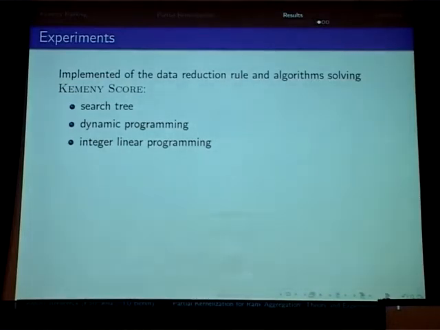So now I will come to the experimental part. And here I can also explain why we use all these rules, although we only would need, with respect to effectiveness, the Condorcet set rule. We implemented the data reduction rules and some algorithms solving Kemeny score, for example, a bounded search tree algorithm, dynamic programming and an integer linear programming approach.